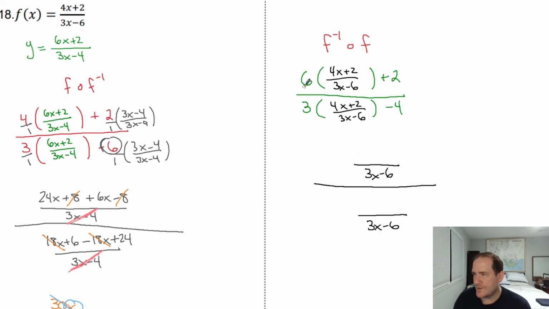Well, here the 6 distributes into the numerator. We get 24x plus 12. But then we're also adding on 2. 2 over 1 multiplied by 3x minus 6 over 3x minus 6. That's to generate that common denominator. So that means we're actually adding on 6x and taking away 12.